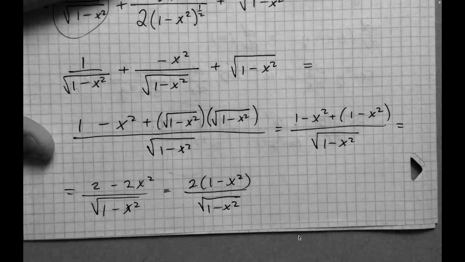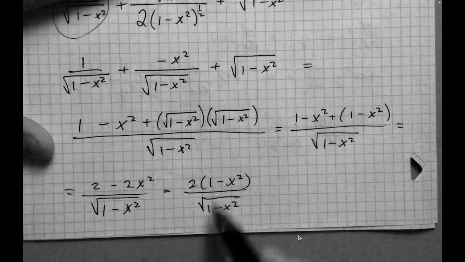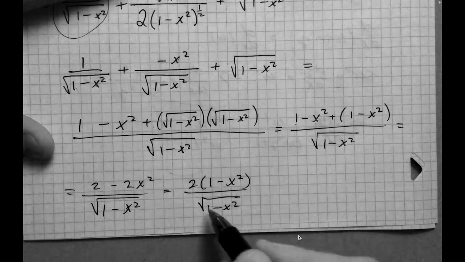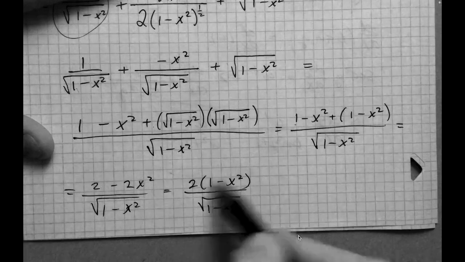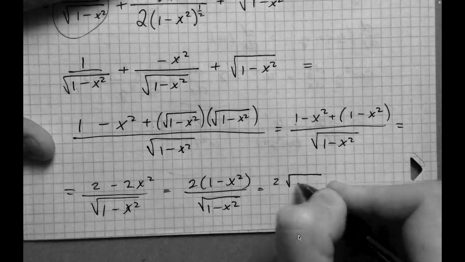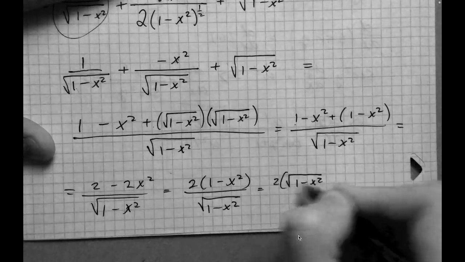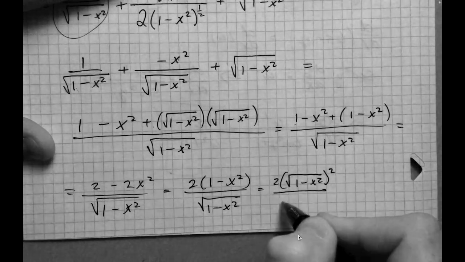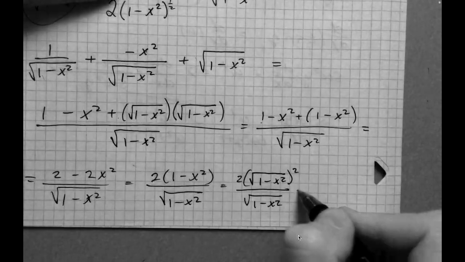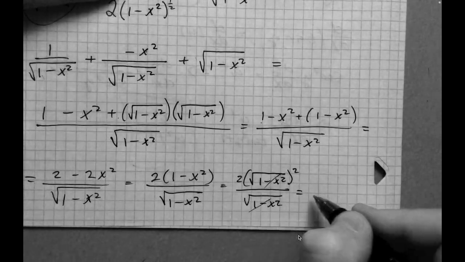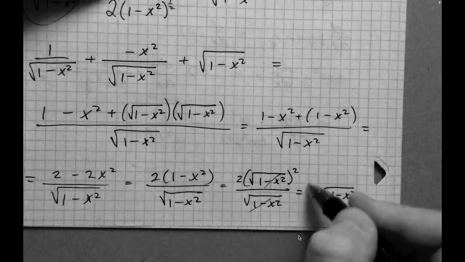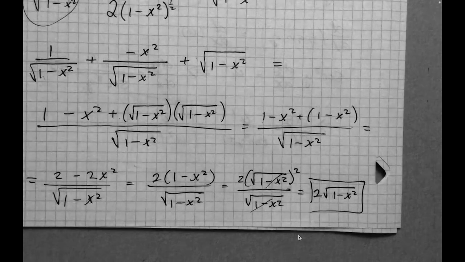Right, looks like that. And then these you can actually do some canceling here, right? Because this you could just think of as twice the square root of 1 minus x squared, squared. It looks kind of like that. And so ultimately you'd be able to cancel this and you'd get 2 times the square root of 1 minus x squared. Okay, so kind of the long way around, but there you go.